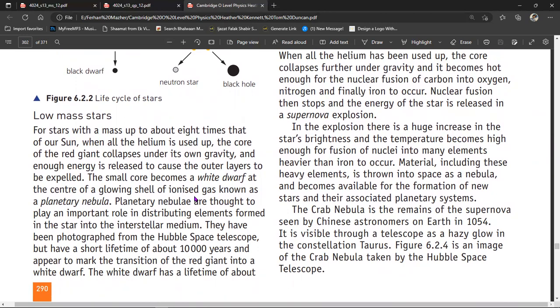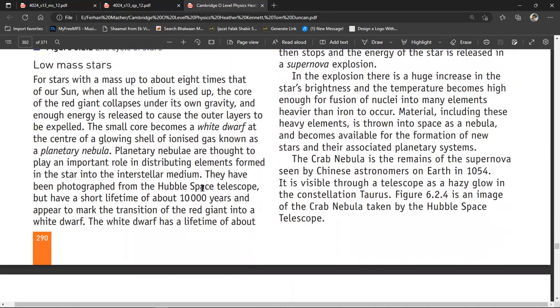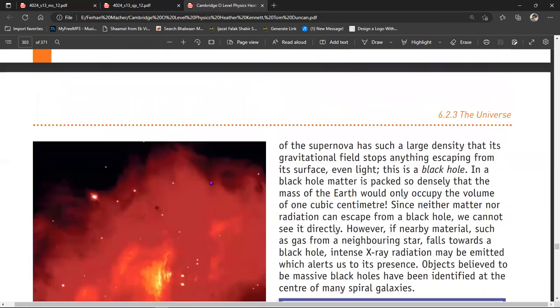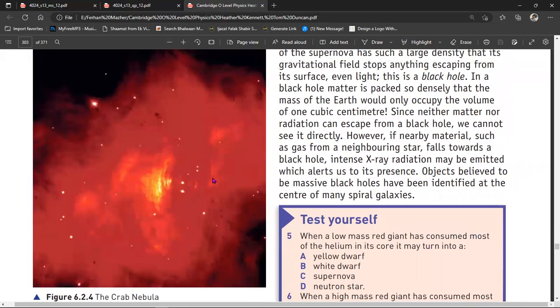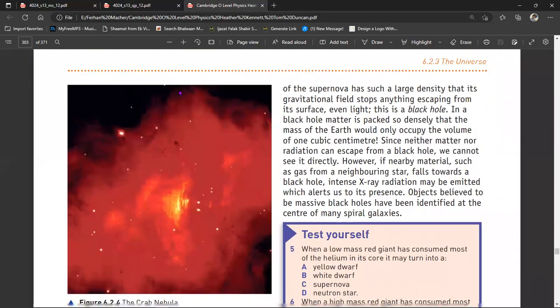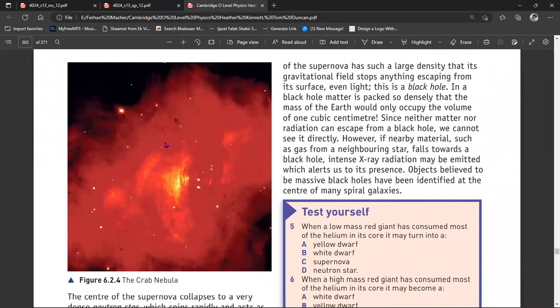The Crab Nebula is the remains of the supernova seen by Chinese astronomers on Earth in 1054. It is visible through a telescope as a hazy glow in the constellation Taurus. Figure 6.2.4 is an image of the Crab Nebula taken by the Hubble Space Telescope. So we are talking about 6.2. Yeah, this is the Crab Nebula. I hope you can see this. This is the Crab Nebula.